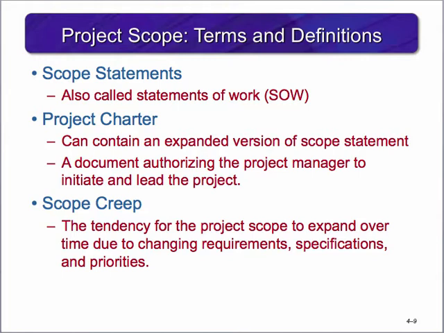It may include items such as known risks, customer needs, spending limits, general dates of milestones and delivery of the end product, result, or solution, and may even name some specific resources to be part of the project team. Project creep is a term that describes the tendency for the project scope to expand over time. A change in requirements, specifications, or priorities are the main culprits. It can add risk, cost, and schedule delays in most instances.